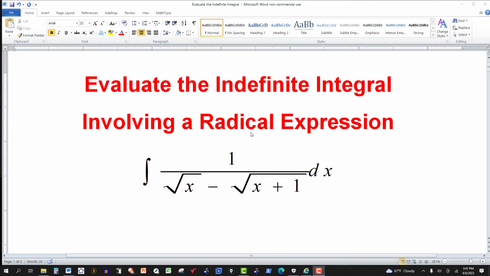In this video, we want to evaluate an indefinite integral that has a radical expression in the denominator. You can pause the video and see what method you would use, and then I'll be back.